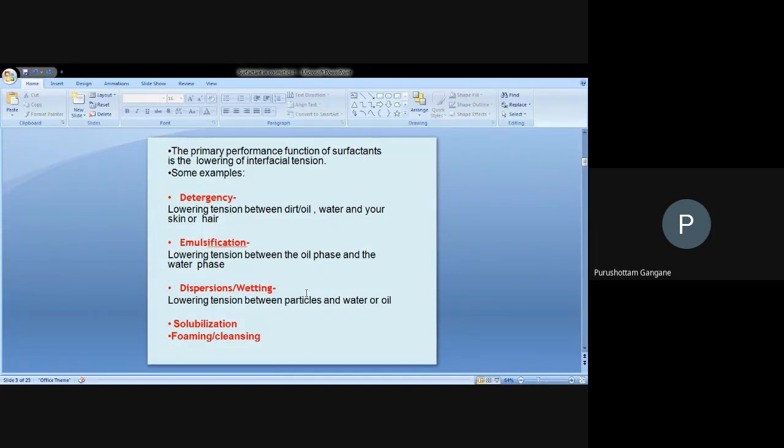Nowadays, multiple emulsions, microemulsions and nanoemulsions are there, in which the particle size of the dispersed phase is very small, micro size or nano size, and they look transparent in nature. As such, your conventional emulsion, you know that it looks turbid, it looks milky. It is non-transparent because the globule size is very large.